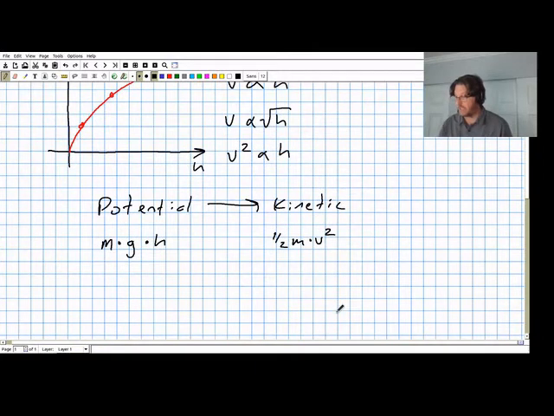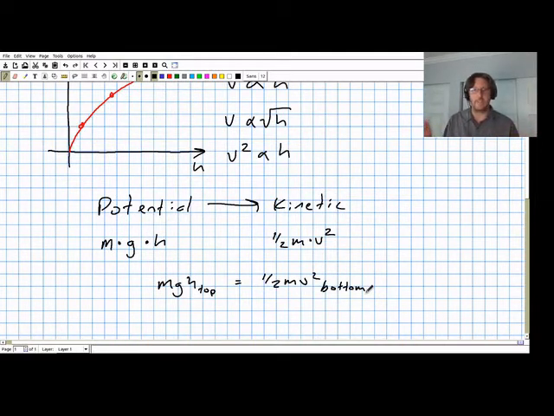So that means that mgh at the top is equal to the 1/2 mv squared at the bottom. It's important that you think about those as being different moments in time. There's only potential energy at the top. There's only kinetic energy at the bottom. So all of it gets turned into the other form.